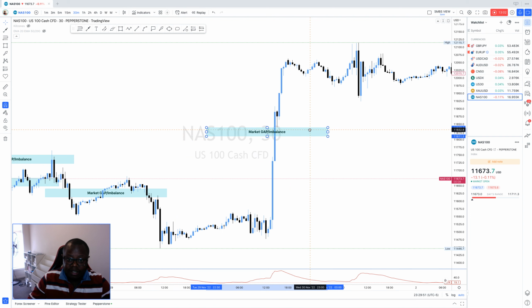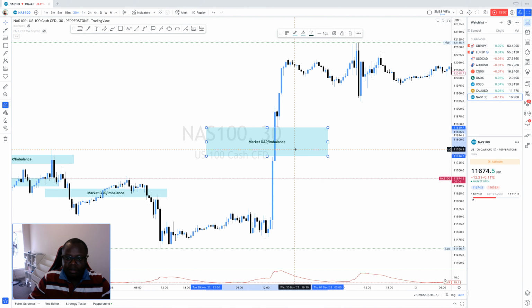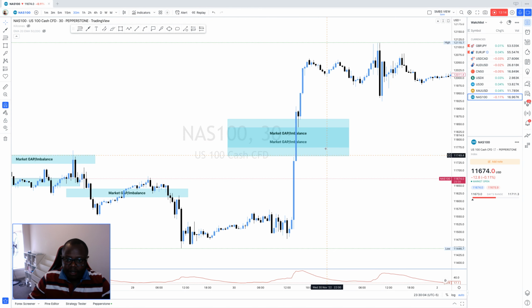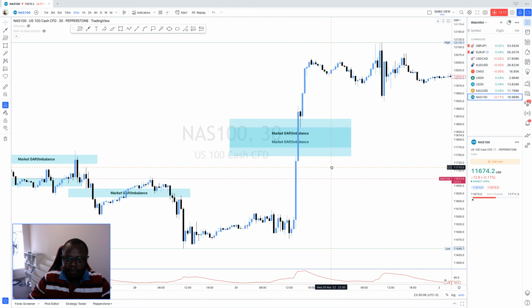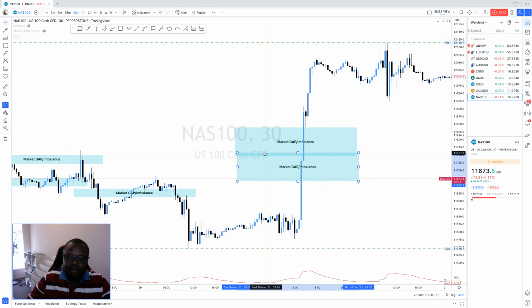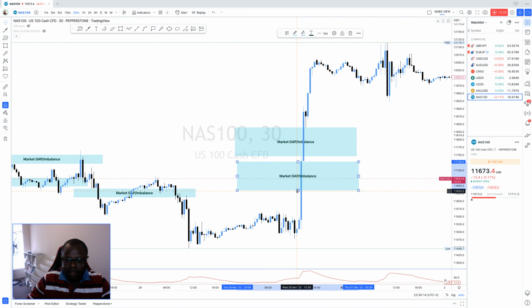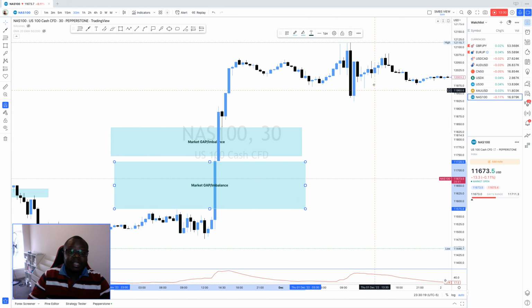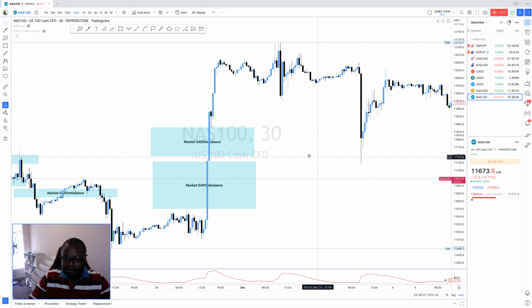There was that imbalance that the market created when it was pushing price up. There's one, then let's clone this, and then there's two. Now let us see how the market makers manipulated this, how they filled this huge imbalance. So most definitely, if they created the imbalance while moving the price up, the market will come back to correct this imbalance.